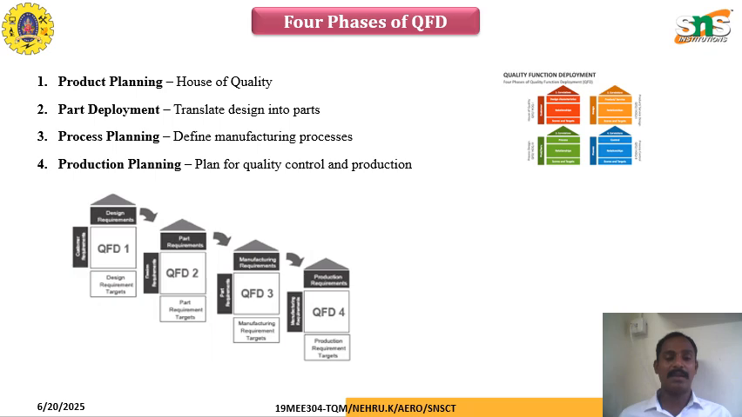And process planning involves defining the manufacturing process, how to make the product in the manufacturing unit, where traditional or non-traditional manufacturing processes can be used. All the things that come under the manufacturing process are involved in the process plan. And coming to production planning, here the quality control and production, all the planning related to these things is involved.